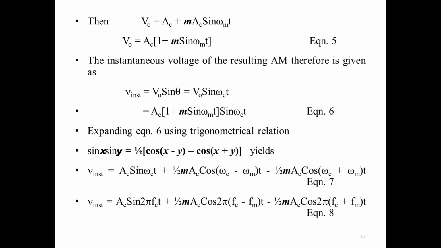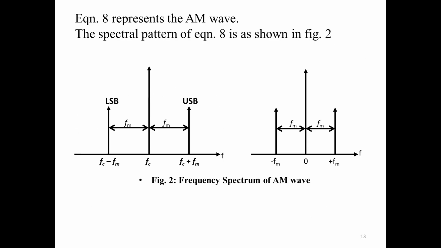And that yields that equation 6 will become V instantaneous equals AC sine omega Ct plus half MAC cos omega C minus omega M t minus half MAC cos omega C plus omega M t, equation 7. Now, if we substitute omega with 2 pi f, we have equation 8. Now, equation 8 represents the AM wave.